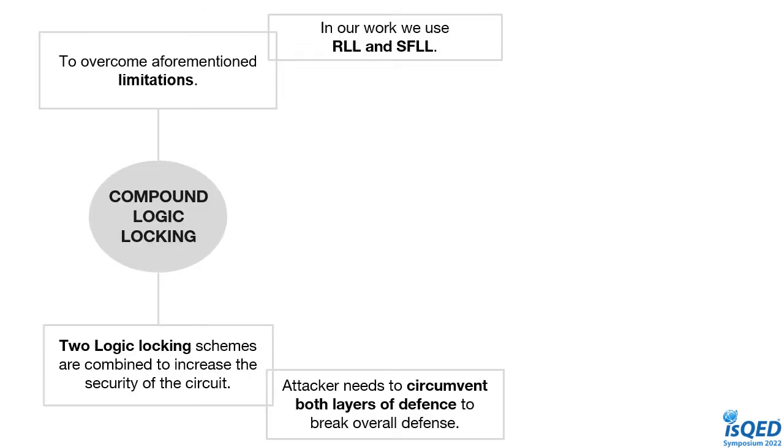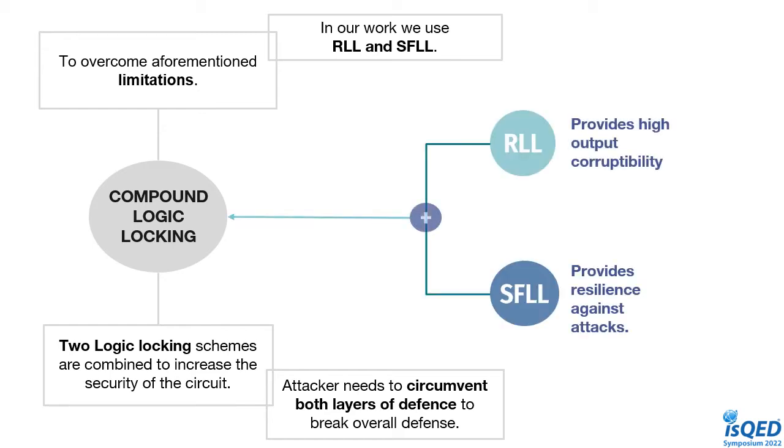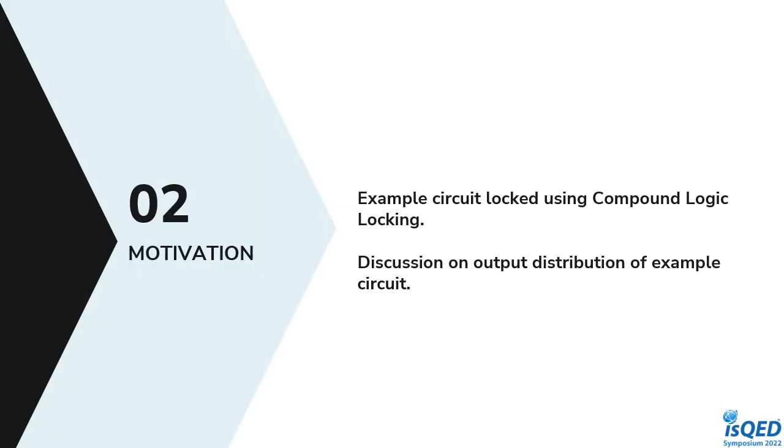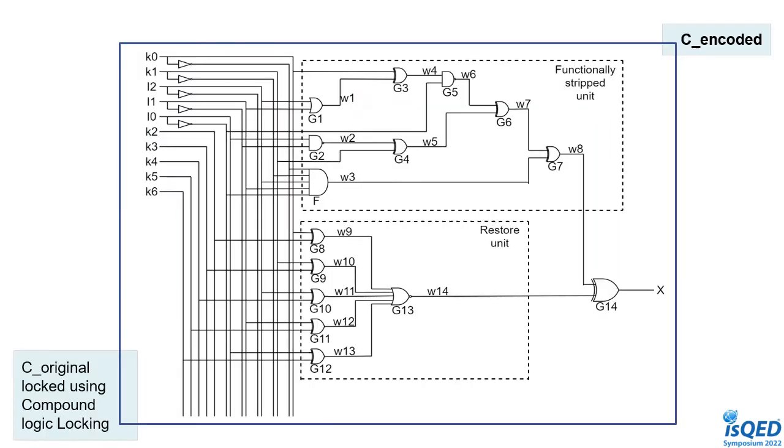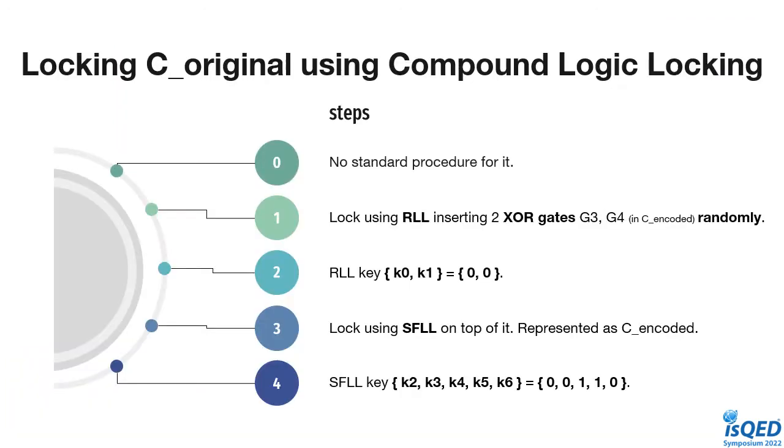Now to overcome these limitations, two logic locking schemes can be combined, and the schemes we will use are RLL and SFLL. RLL will provide high output corruptibility and SFLL will provide resilience against attacks. Now, for motivation, we define a circuit called C original. This is the C encoded circuit obtained from the C original circuit using compound logic locking. There is no standard procedure for compound logic locking.